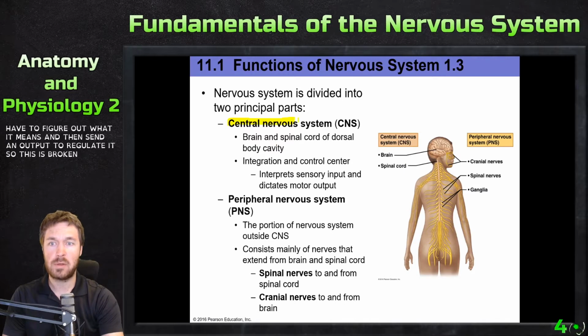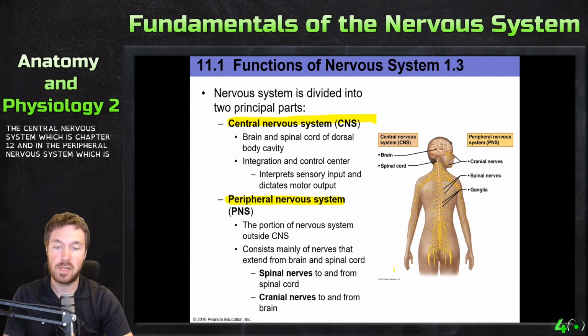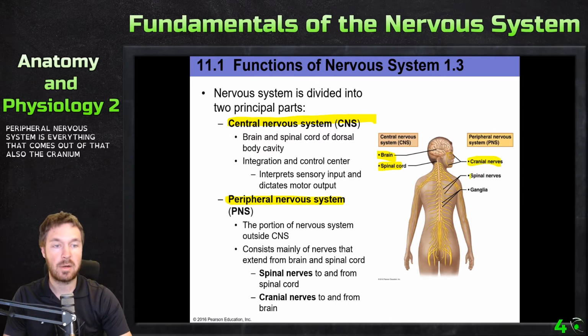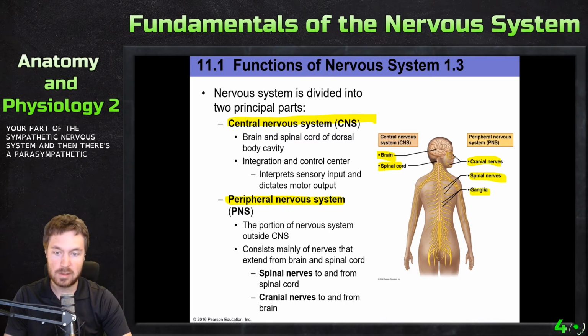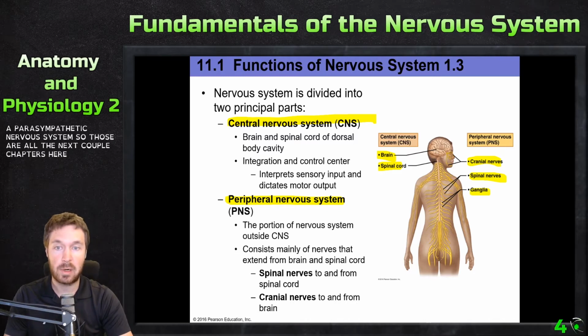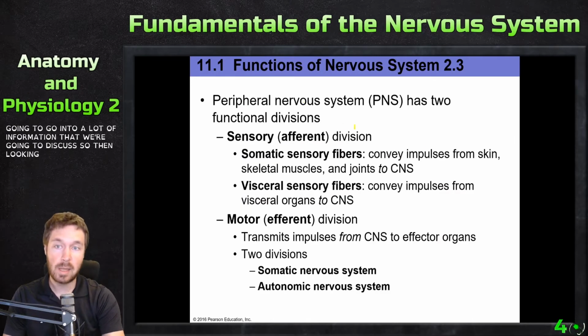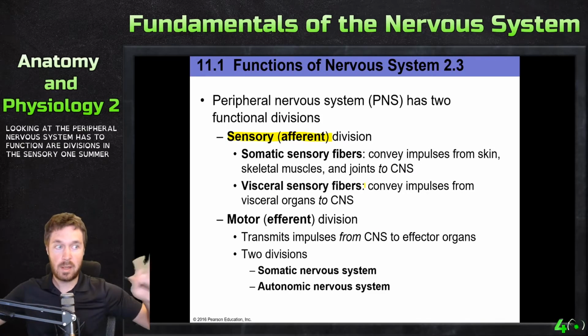So this is broken up into the central nervous system, which is chapter 12, and then the peripheral nervous system, which is chapter 13. The central nervous system is the brain and spinal cord. The peripheral nervous system is everything that comes out of that. So the cranial nerves, the spinal nerves, and the ganglia out here, which are part of the sympathetic nervous system. And then there's the parasympathetic nervous system. So those are all the next couple of chapters that we're going to go into. So a lot of information that we're going to discuss. Looking at the peripheral nervous system, it has two functional divisions. The sensory one, so remember, peripheral means anything on the outside.